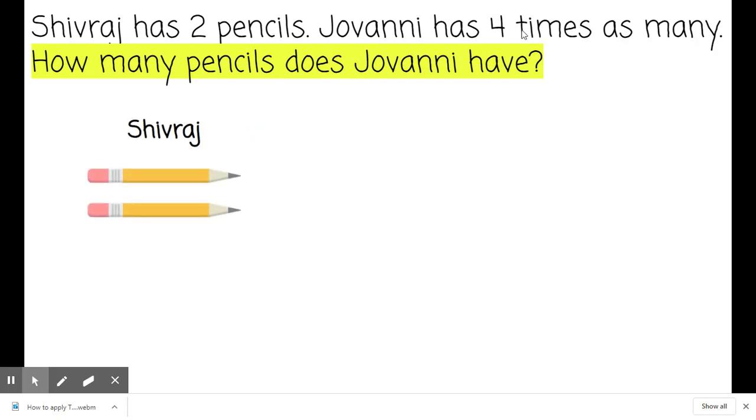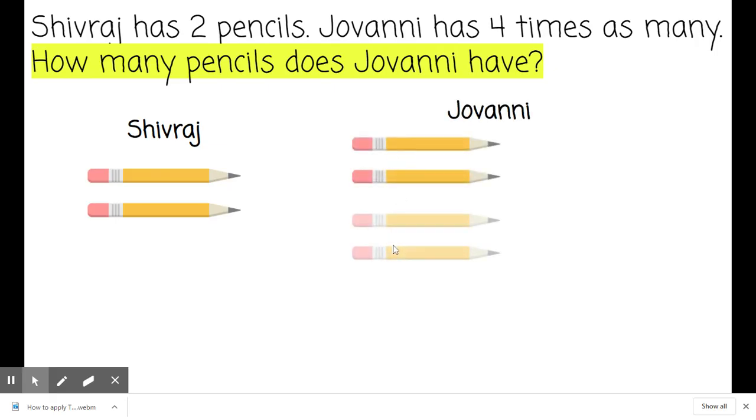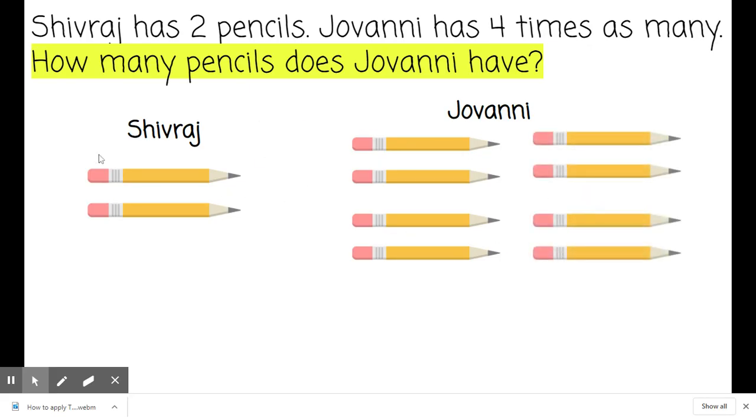Shivraj has 2 pencils. Giovanni has 4 times as many. So here's Giovanni. He has 1 time as many, 2 times as many, 3 times as many as Shivraj, and 4 times as many as Shivraj. How many pencils does Giovanni have? Let's count. 1, 2, 3, 4, 5, 6, 7, 8.